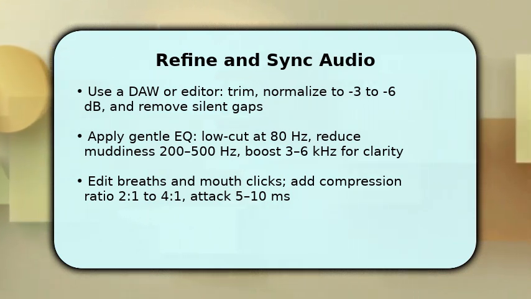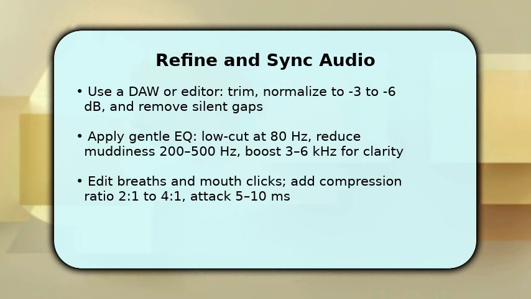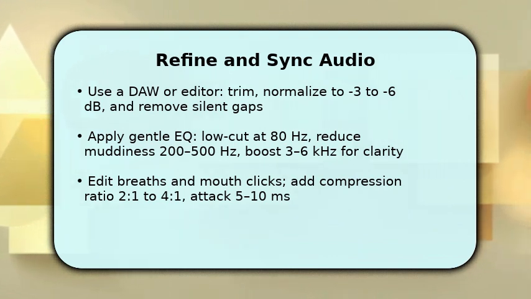Make processing choices: a gentle low cut to remove rumble, a slight mid reduction to reduce boxiness, and a high-frequency lift for intelligibility. Then compress subtly to tame dynamics, and normalize or set LUFS for target loudness, so your voice sits consistently over music or effects.